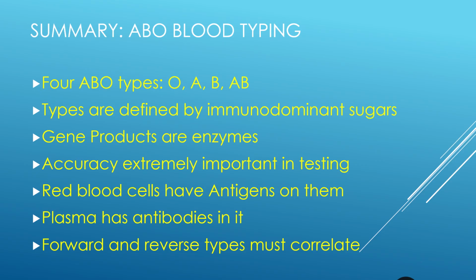Summary: ABO blood typing. There are 4 ABO types: O, A, B, and AB. Types are defined by immunodominant sugars. Gene products are enzymes. Accuracy is extremely important in testing. Red blood cells have antigens on them, and plasma has antibodies in it. Forward and reverse typings must correlate.